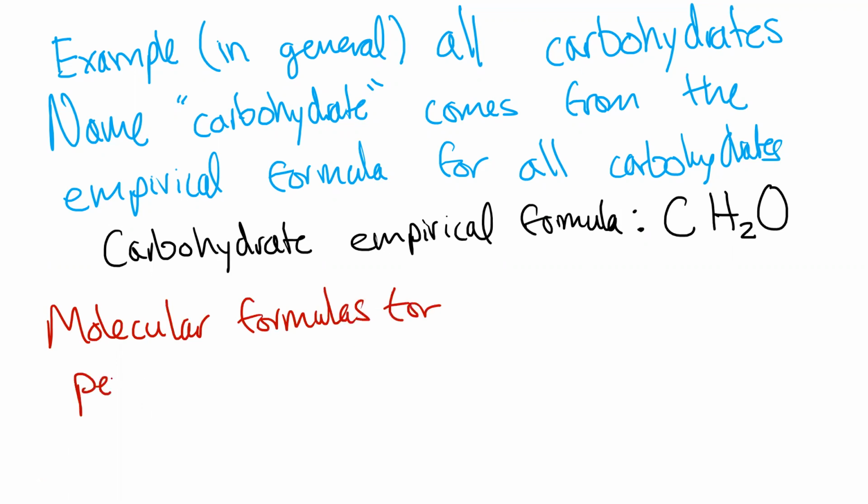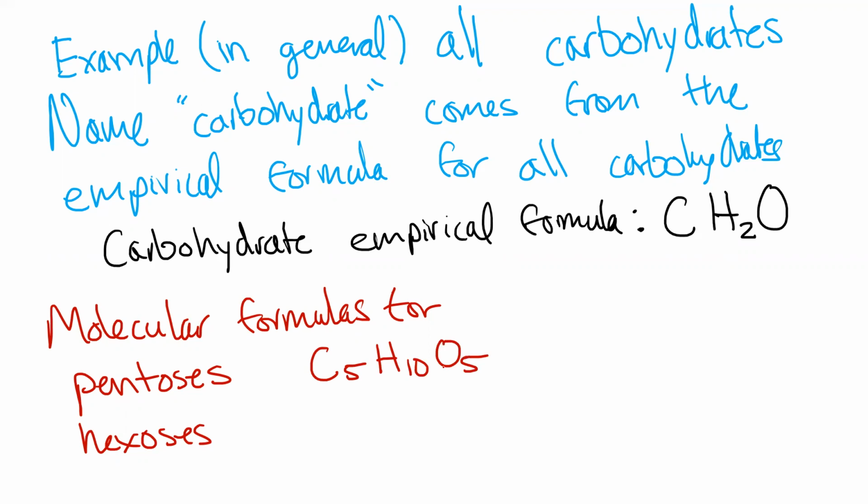For pentoses, hexoses, in general, pentoses are C5H10O5, which returns you to that ratio of CH2O. All I've done is multiply CH2O by 5.